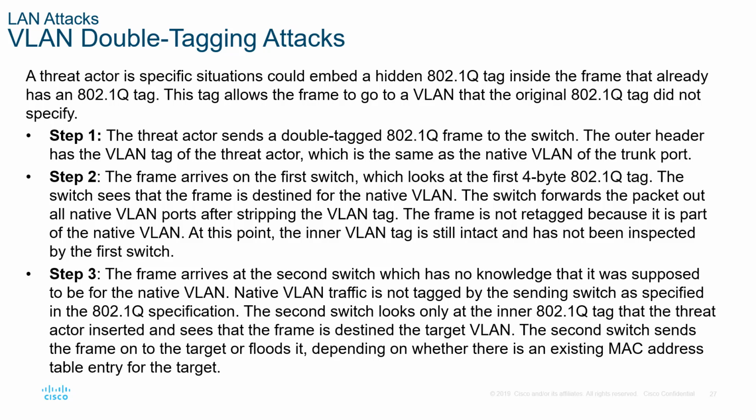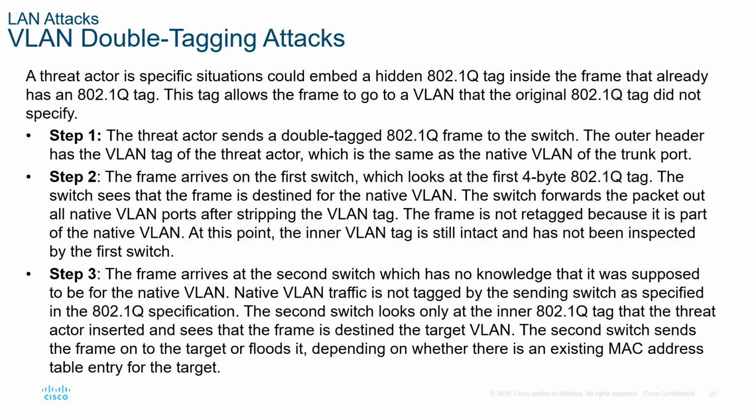When it is received by the second switch, there is no acknowledgement that it was supposed to be for the native VLAN. So the native VLAN traffic is not tagged by the sending switch as specified by 802.1Q. We already knew that. The second switch will only look at the inner 802.1Q tag that the threat actor will insert and see if the frame is destined for that tagged VLAN or not. So the second switch will send the frame to the target VLAN or will flood to it, depending on whether there exists a MAC address table entry for that target or not.